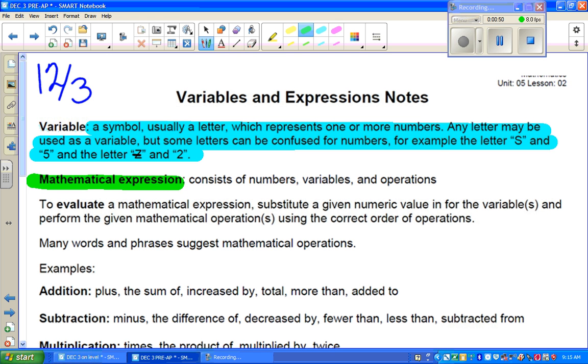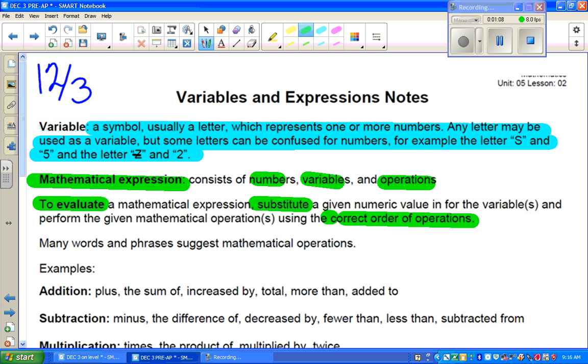The next one is mathematical expressions. They consist of numbers, variables, and operations. To evaluate a mathematical expression, substitute a given numeric value in for the variables and perform the given mathematical operations using the correct order of operations. Many words and phrases suggest mathematical operations. Let's go over some examples.